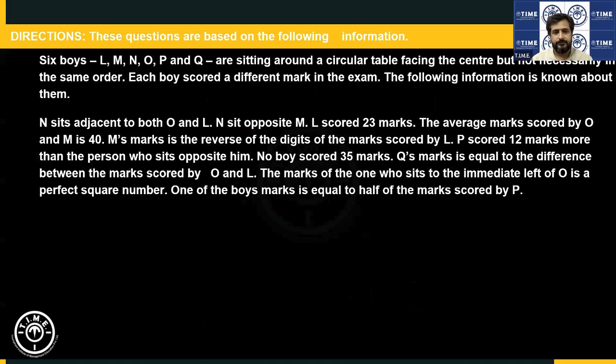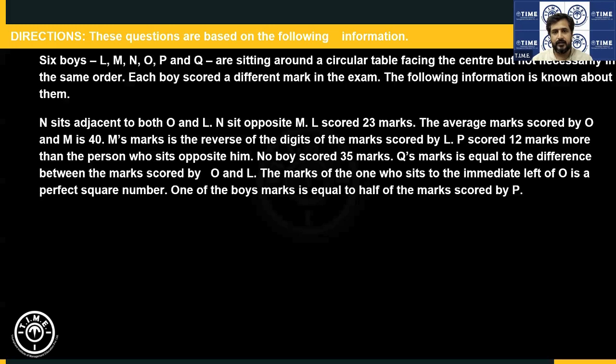Six boys, L, M, N, O, P, Q, are sitting around a circular table facing the center, but not necessarily in the same order. Each boy scored a different number of marks in the exam. The following information is known about them. What I suggest is, you can pause the video and try for some time, let's say 3 to 4 minutes, then come back to the solution. Okay.